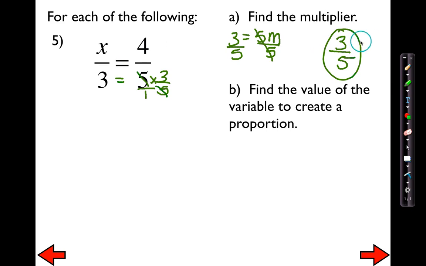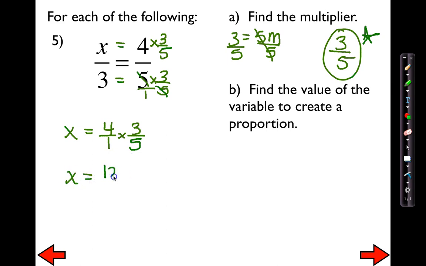So I'm going to go ahead and stick with my answer that the multiplier is 3/5. So I'm going to multiply the 4 by 3/5 as well and claim that that is x. So let me see what that looks like. x equals 4 over 1 times 3 over 5, which means x equals 12 over 5. So to find the value of the variable to create a proportion, I'm going to say x equals 12/5.